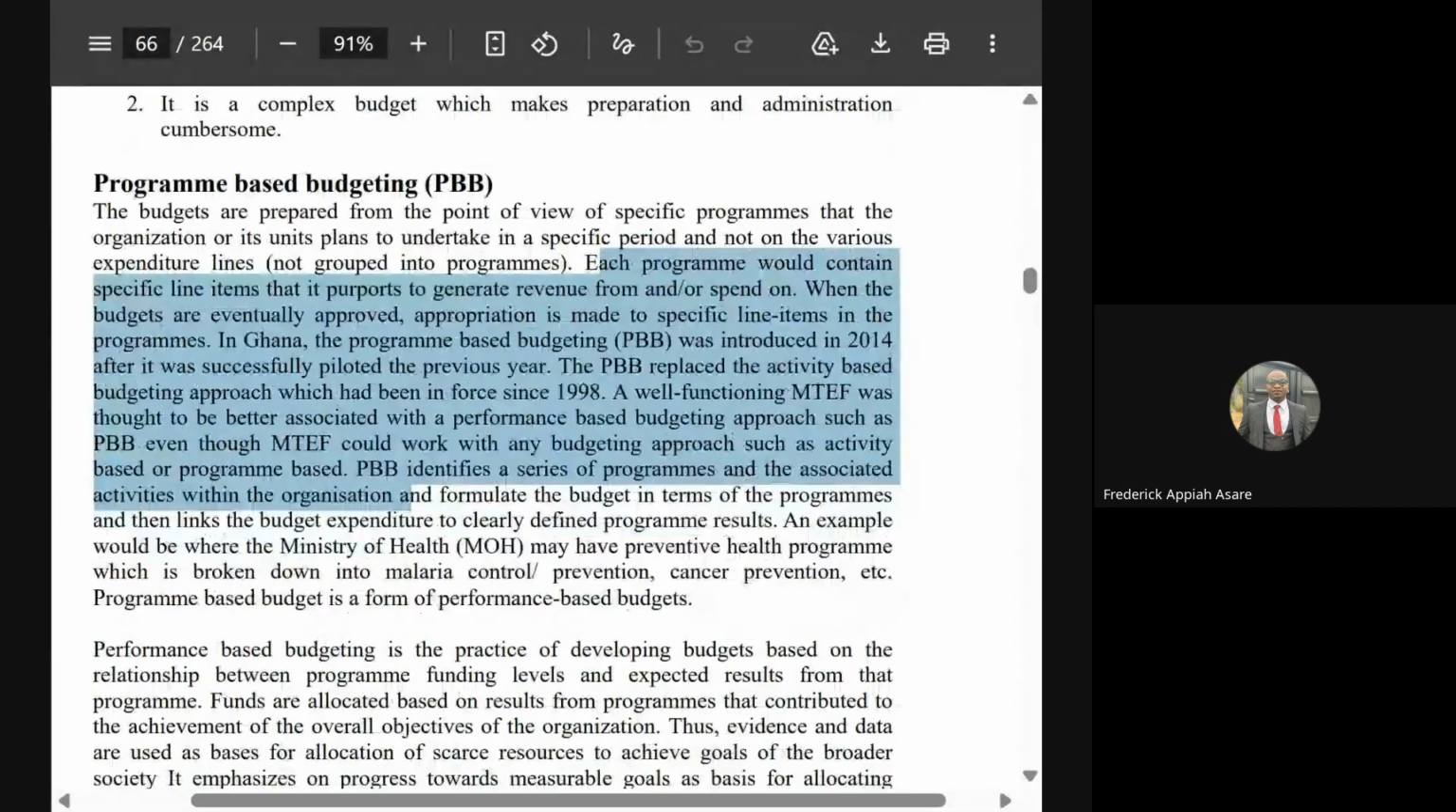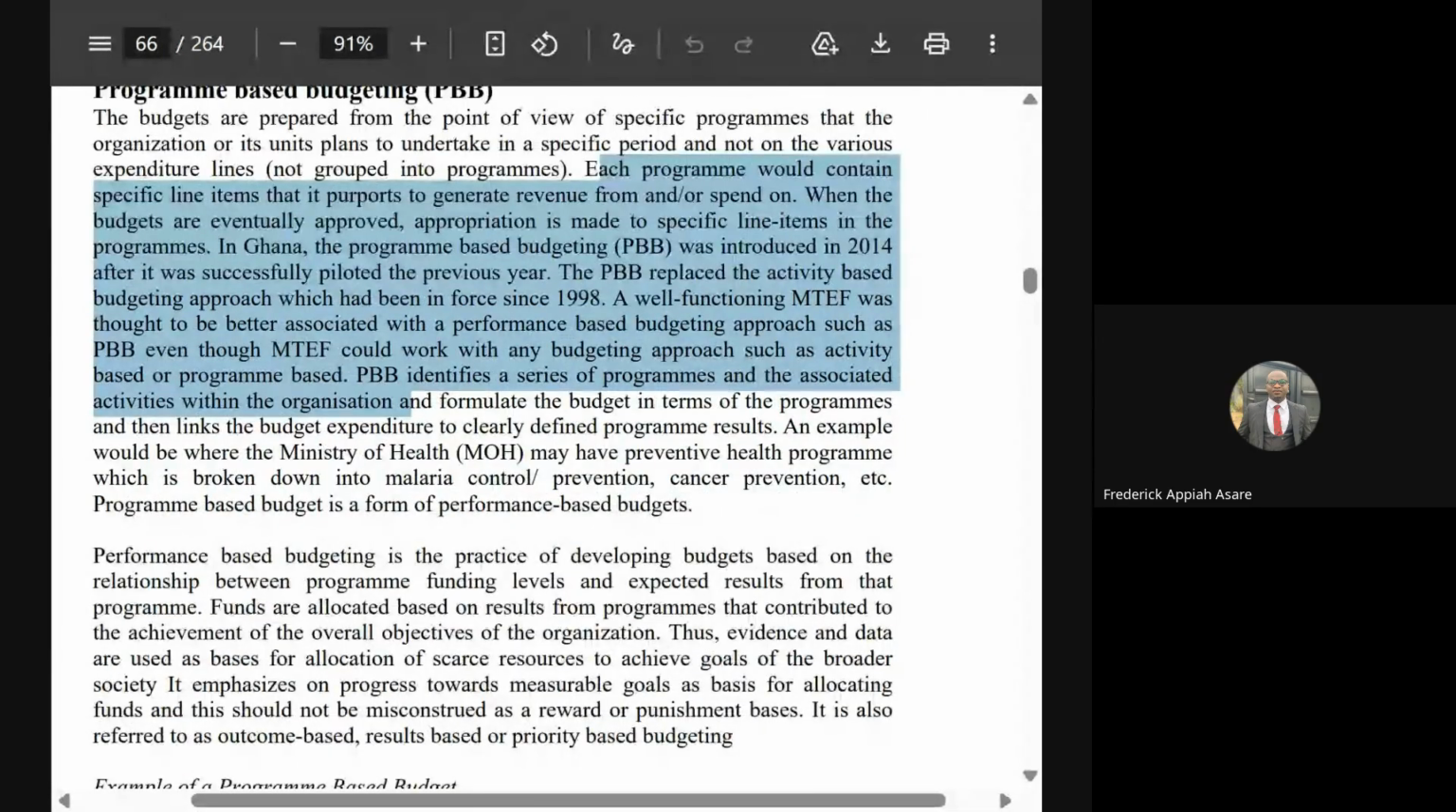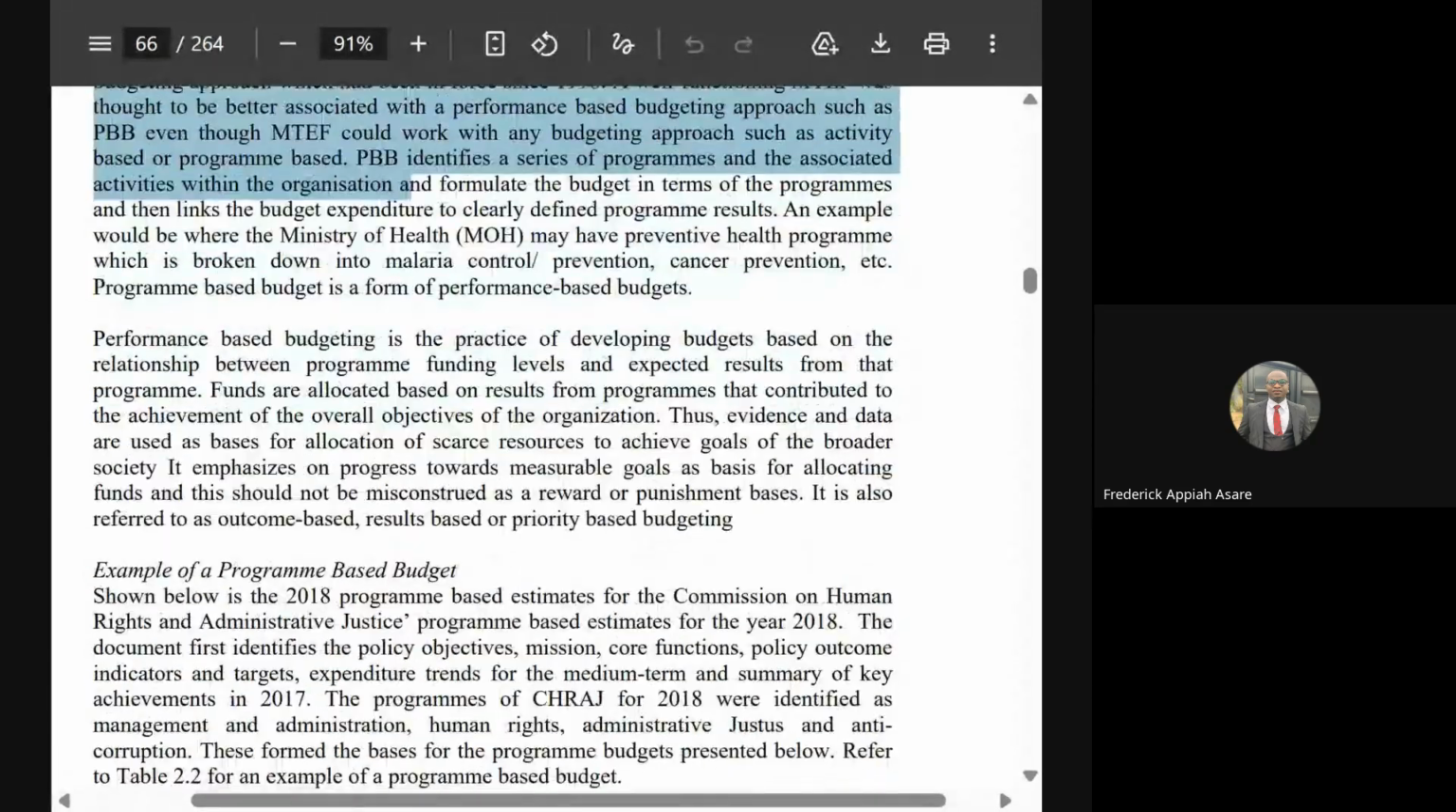So they prepare the budget on the basis of the Ministry of Finance, the Ministry of Health, the Ministry of this, the MMDAs. They prepare it based on the various programs that they undertake.